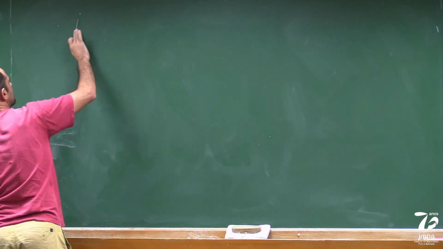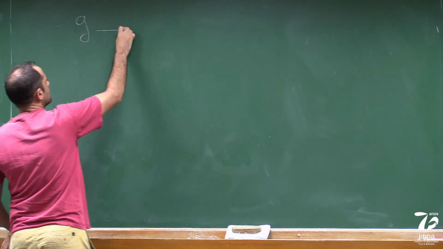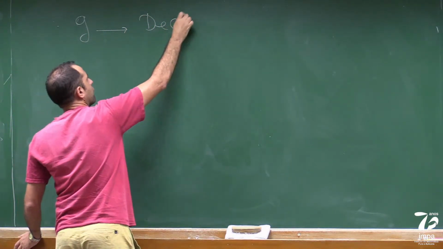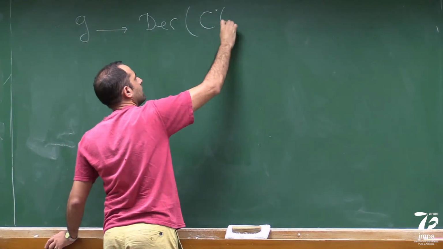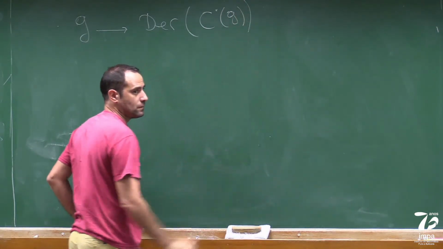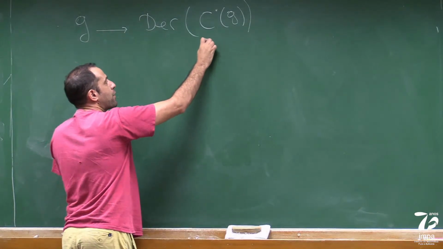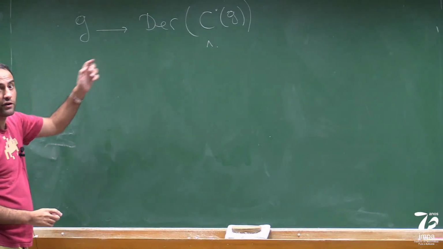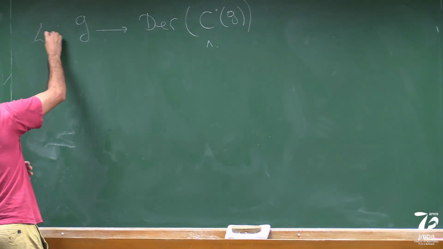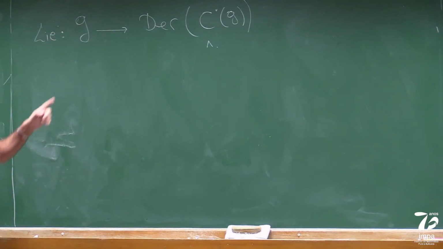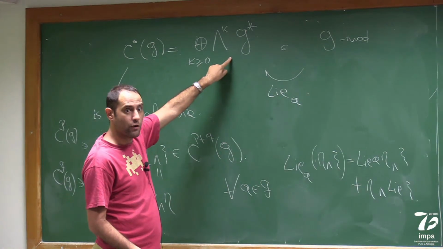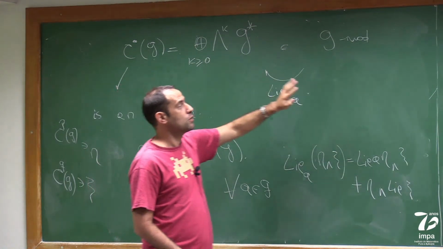But what we have is a map from G to the derivations of this algebra. So here I'm using the wedge product as a structure, and this is the Lie derivative. So G acts there by derivations. Those derivations preserve the degree. Whenever you give me A and a K form, in each one of these K forms, you get a K form again. And that's a module.